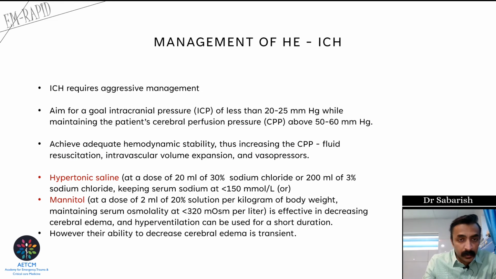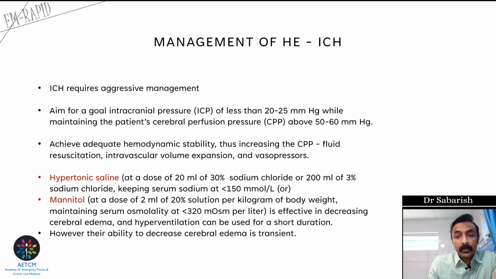Yes, at times intracranial hypertension might require aggressive management. The aim is to keep an ICP of less than 20 to 25 mmHg while maintaining the patient's cerebral perfusion pressure at about 50 to 60. So that means that you should be able to manage a good MAP and ICP to balance out the cerebral perfusion pressure. And some measures which have been proven to decrease the ICP is your hypertonic saline.